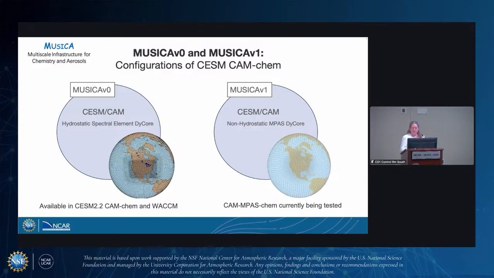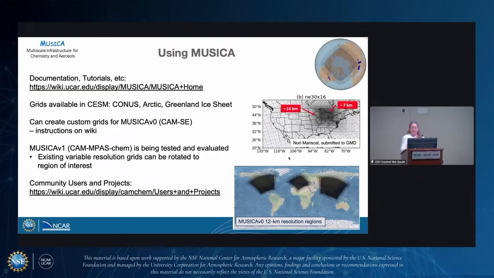We haven't yet had an overview of Musica, just in case anybody's not familiar. Our nomenclature, we're really just calling a configuration of CAM with regional refinement, Musica, version 0 and version 1 now. We've had version 0 for quite some time with the spectral element dynamical core that you can make a refined grid in. And Musica V1 we are currently evaluating, which uses the MPAS dynamical core and has the hexagonal grid.